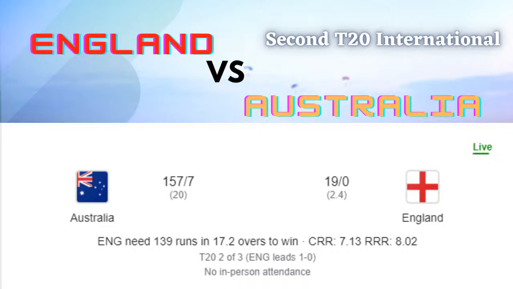The first wicket goes for England. That is a hit wicket by Johnny Bairstow. That was a short ball, tried to pull it, and his bat hit the wicket, so that was a hit wicket. And England are now 19 for 1.